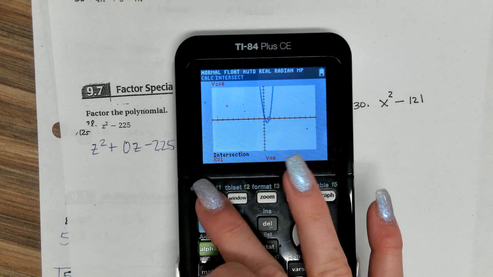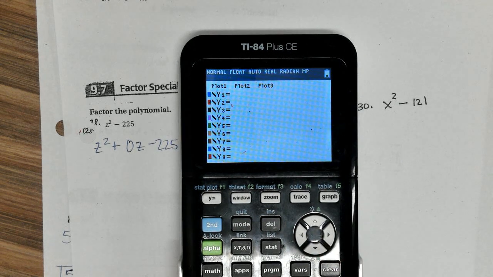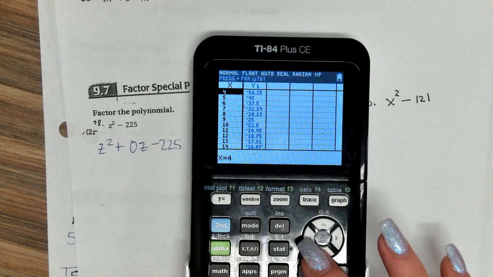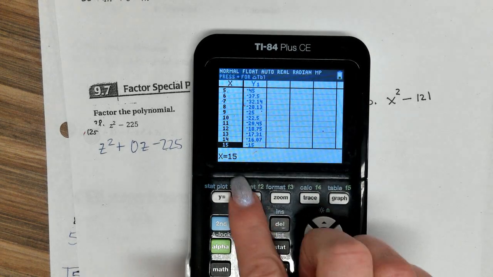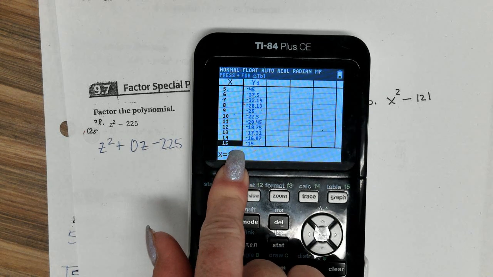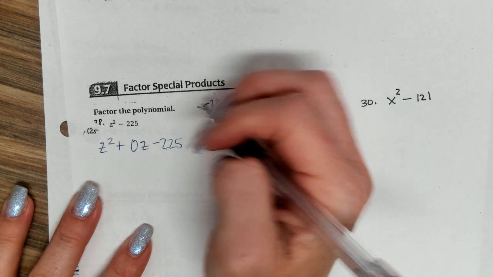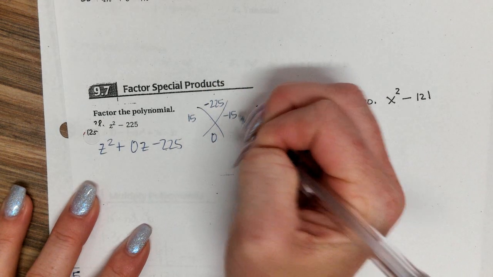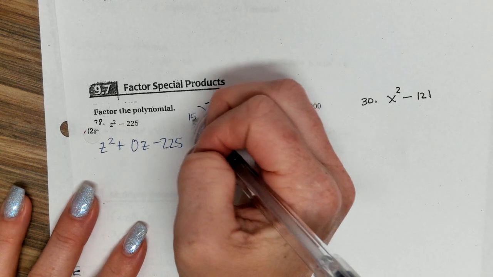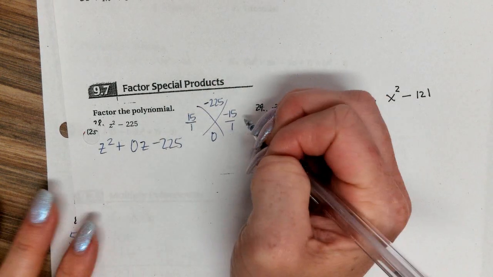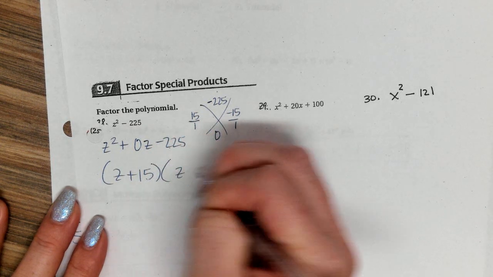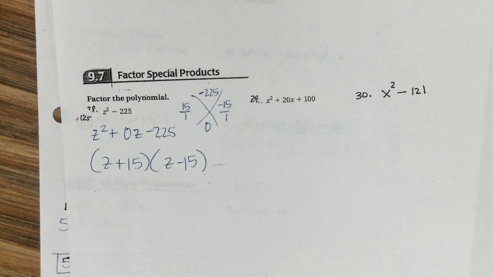If I didn't know that, could I go to y equals and do negative 225 divided by x? And everybody would see 15 times 15 is? Wouldn't 15 plus negative 15 also give me 0? Okay. So 15 times negative 15 gives me negative 225 and also adds up to 0. Put it over A. What's A? So I have z plus 15 and z minus 15.